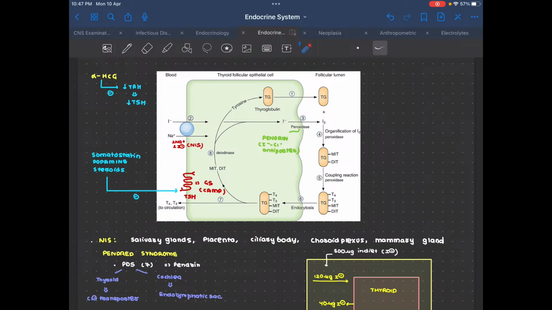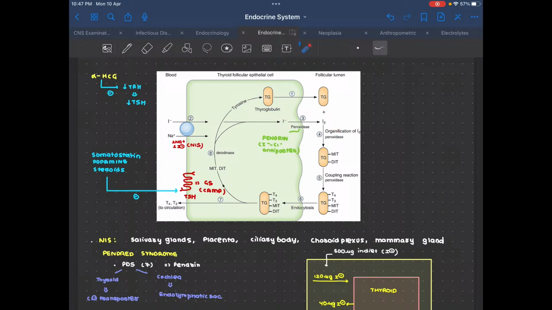So how do we derive that? The tyrosine is basically forming something known as thyroglobulin. It's a very big protein, and it composes the colloid, which is made up of thyroglobulin. So this thyroglobulin is going inside the follicular lumen. So it's here. What about iodide? Iodide is also going to enter into the lumen only.